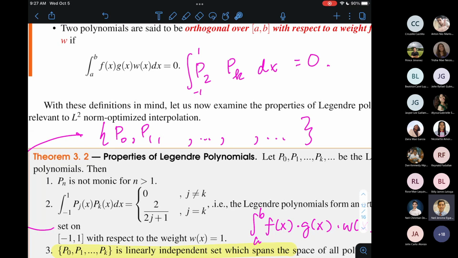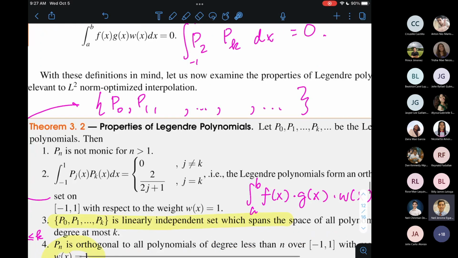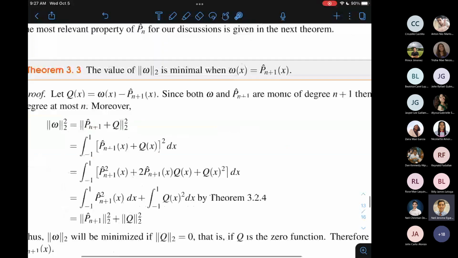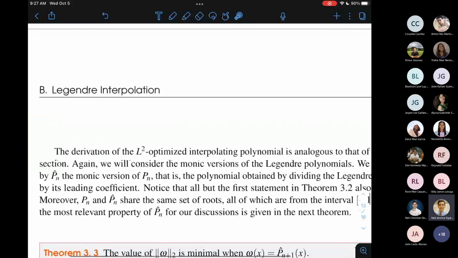So pag kinolekta mo lahat ng Legendre polynomials, magkaka-orthogonal sila against each other. So ibig sabihin meron kang isang orthogonal family. Right? Tama ba? Yun yung question mo? I hope that answers your question. Sir, okay na po. Alright. So ano lang, no, terminologies. So sa linear algebra or some functional analysis nyo makikita yon. Pero I hope that's okay.